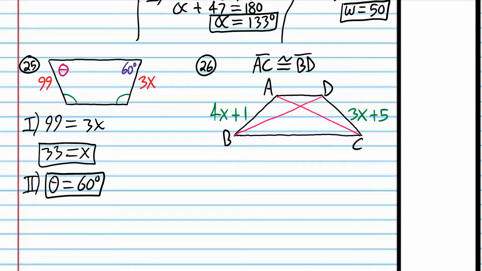So try number 26. If we know the diagonals are congruent, then that means that it's an isosceles trapezoid. So try 26. When you come back, we'll do it together. All right, we're back.